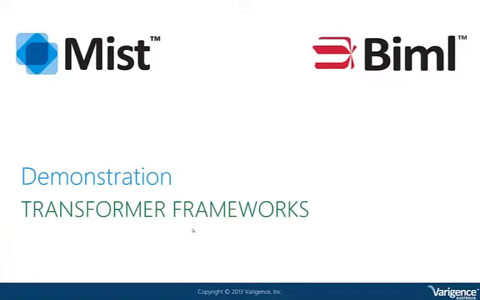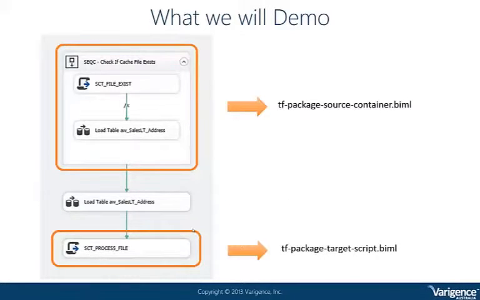Before we start with the demo of the transformer frameworks, I'm just going to go through what we're going to be doing in the presentation, to give you an idea. The first thing we're going to do is take the sequence container, as discussed, and put that into a Biml file called tf package source container.biml. The next thing is we're going to take the script component that does the process file and put that into a tf package target script.biml.